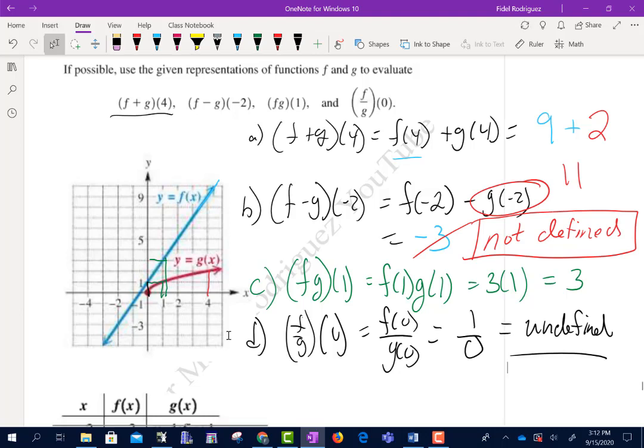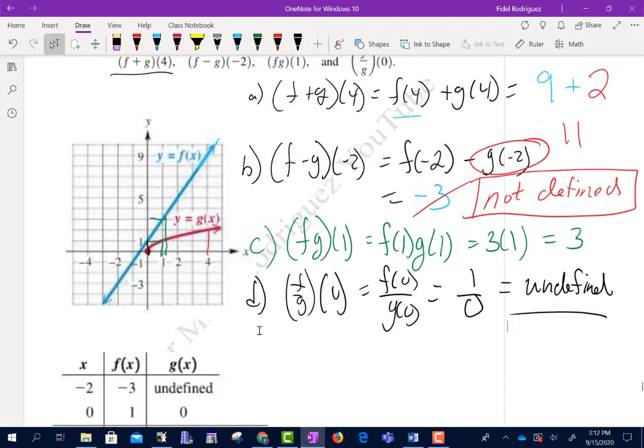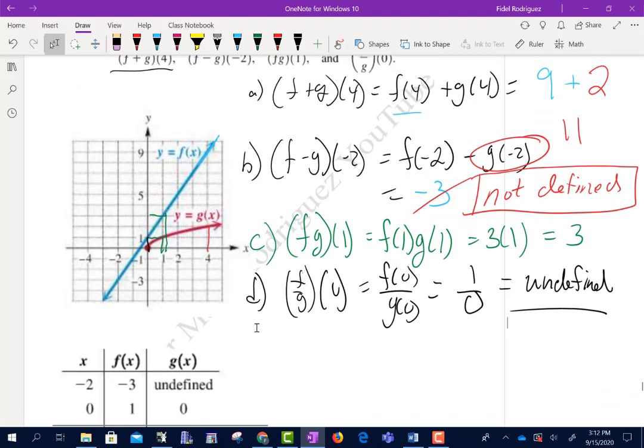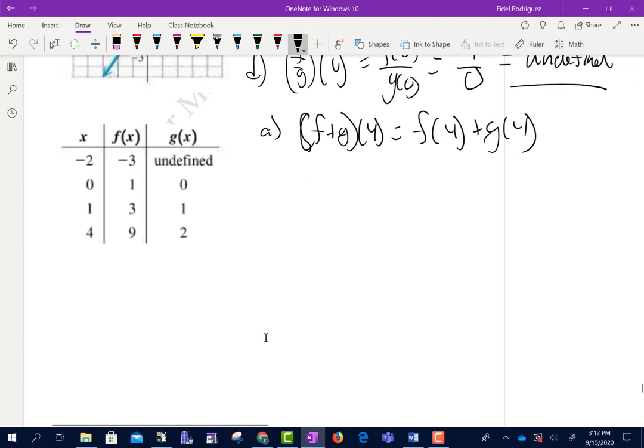So let's see if we can do the next part. We're going to do those same f plus g of 4, f minus g of negative 2, f times g of 1, and f divided by g of 0 using this table here. So let me write at least the first part, part A. Part A says we want to find f plus g of 4. Again, that just means I'm going to find f of 4 and g of 4, and we're going to add them together, okay? So let's do this.